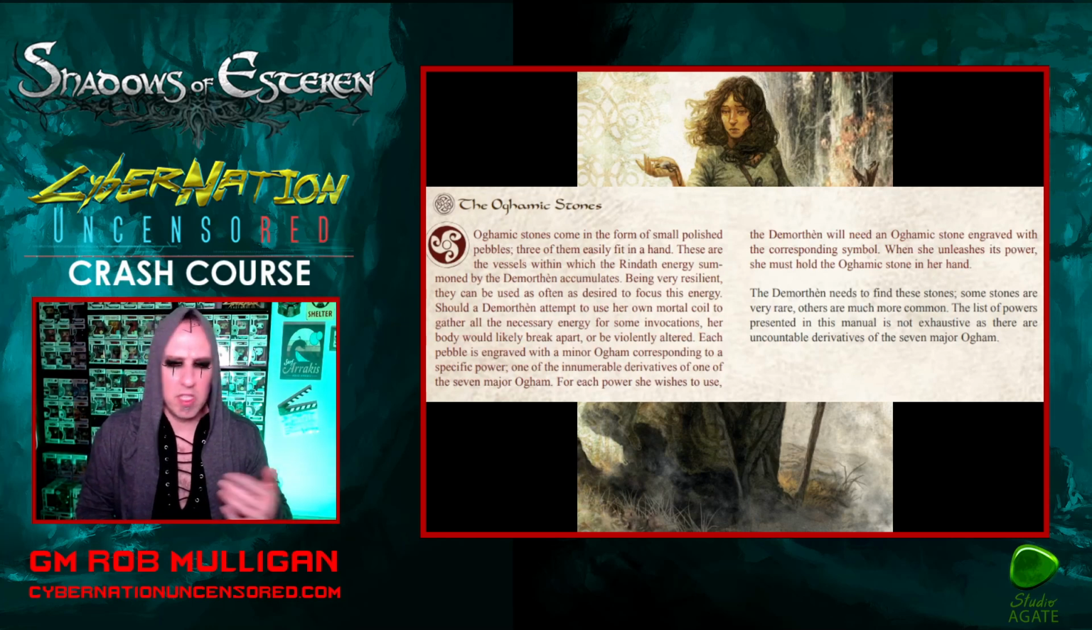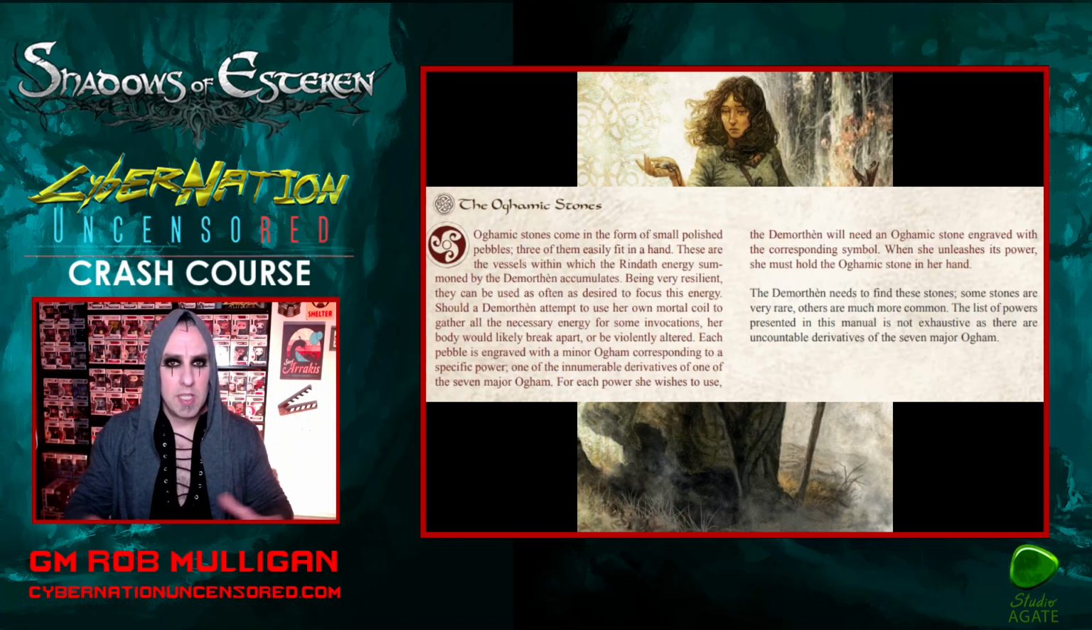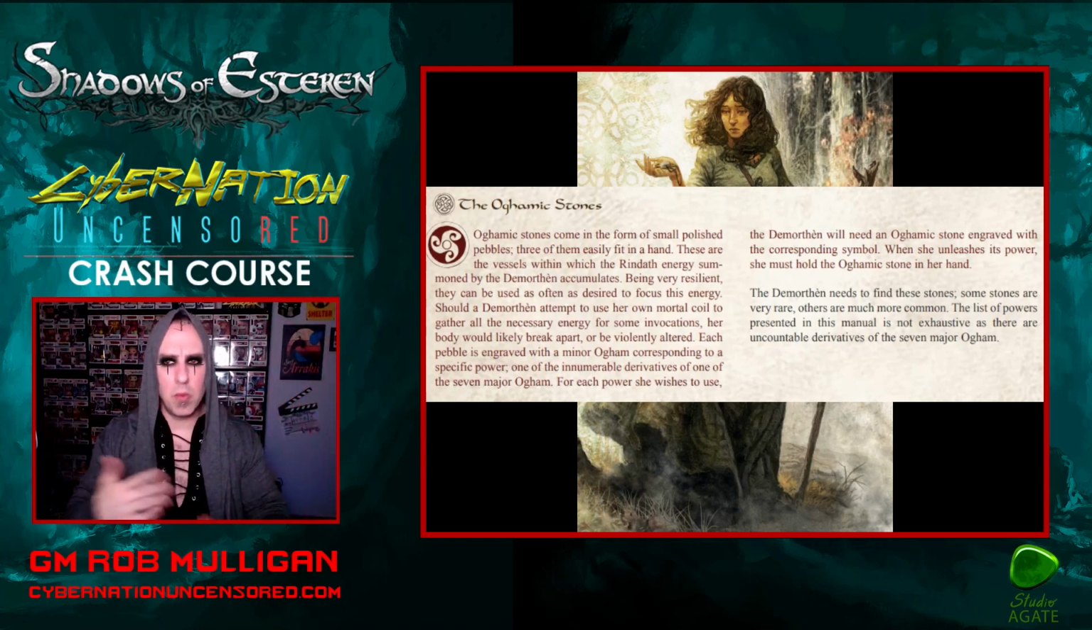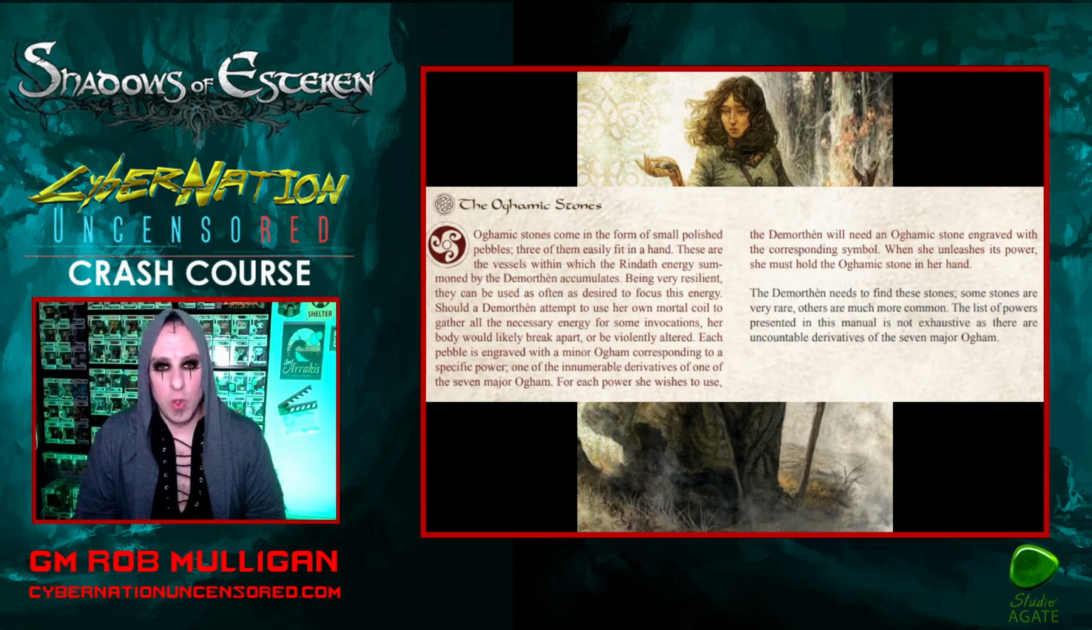Basically, just like I mentioned in the previous section, there's just an uncountable amount of minor Oghams. You can look at the list in the book. There's a bunch of different minor Oghams or spells right under the major Ogham categories, but you can come up with your own. There's just uncountable amounts, so you as a player or as a game leader can come up with some together or on your own, or maybe ones inspired by a particular campaign you're in. But again, just innumerable derivatives of one of the 7 major Ogham as it's described here.